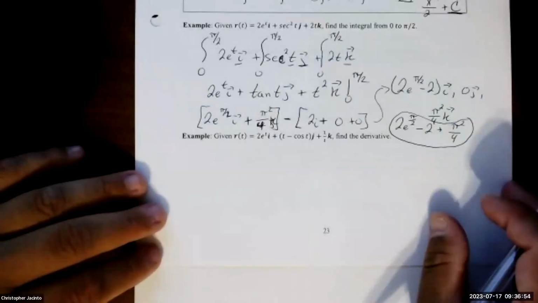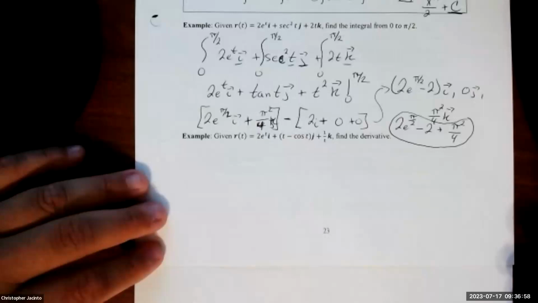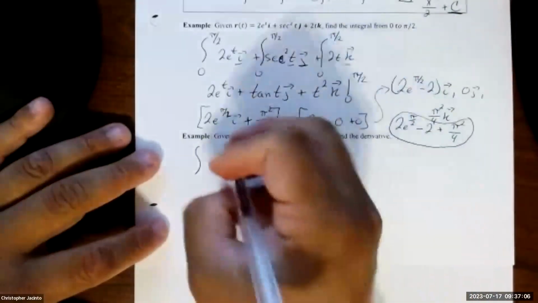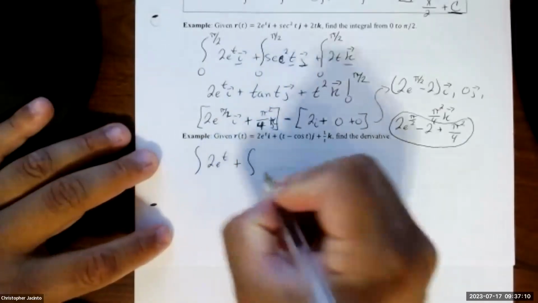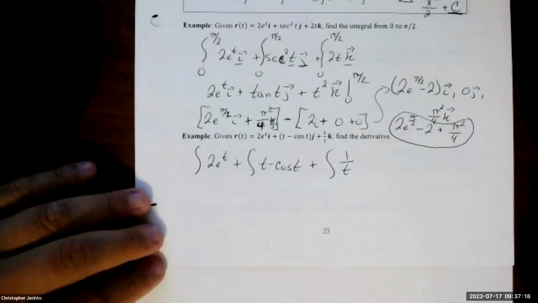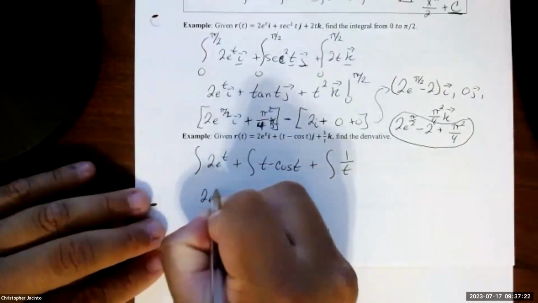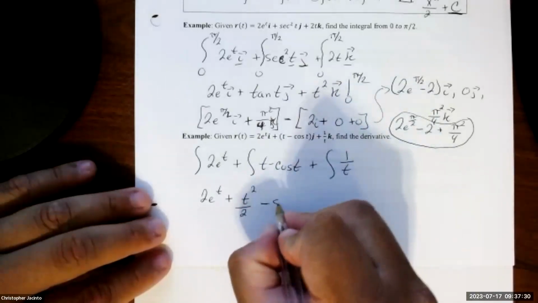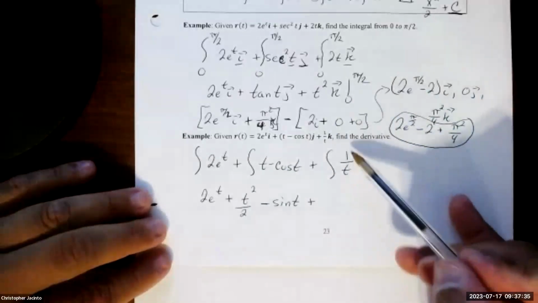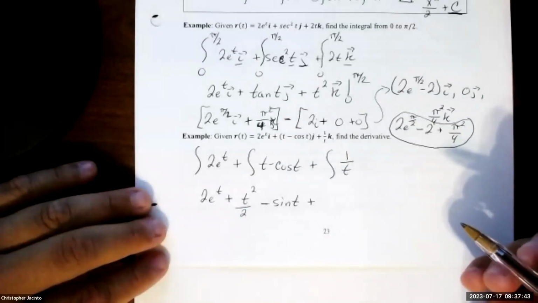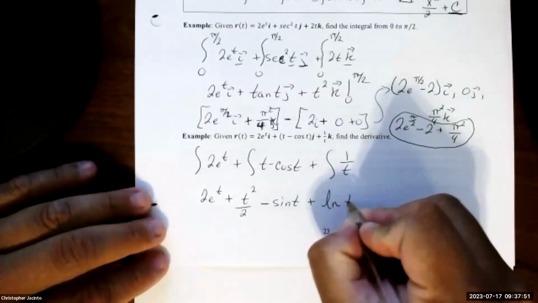Let's try another one. Given r of t to be 2e to the t, same one, plus t minus cosine t j, and then 1 over t k. All right, so no bounds this time, so just the indefinite integral of 2e to the t plus the integral of t minus cosine t plus the integral of 1 over t. So this is going to be the same as the top, 2e to the t, plus t squared over 2. The integral of cosine is sine. And anybody remember the integral of 1 over t? It's a very special property. Natural log, ln of t.